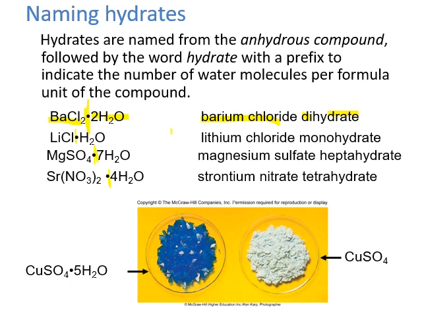This one, lithium chloride monohydrate. If you don't have any number, you have one. Okay, one H2O, we call it mono. If you have 7, that will be hepta. Okay, so magnesium sulfate heptahydrate. And if you have 4, strontium nitrate tetrahydrate.